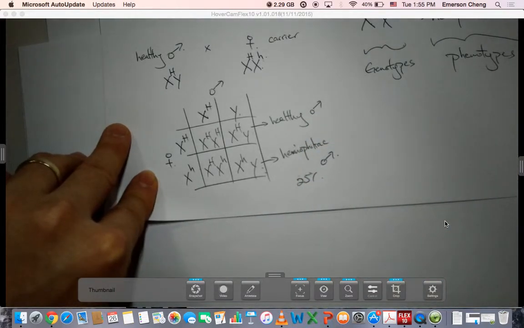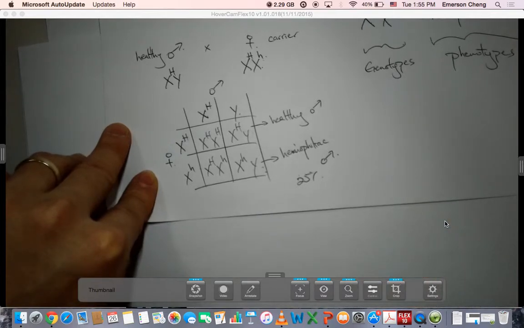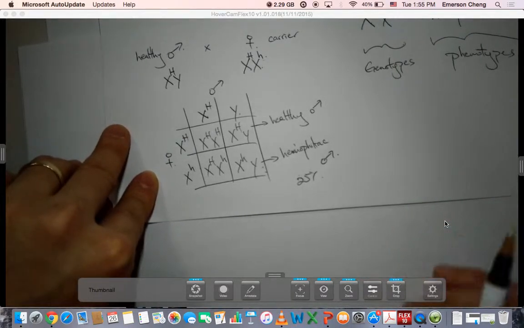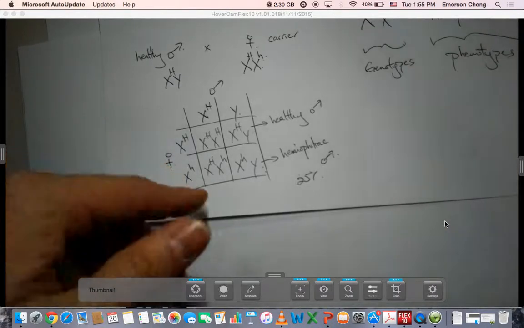Good? So today we have covered hemophilia as well as codominance. We'll do the pedigree chart next lesson. Do your homework.